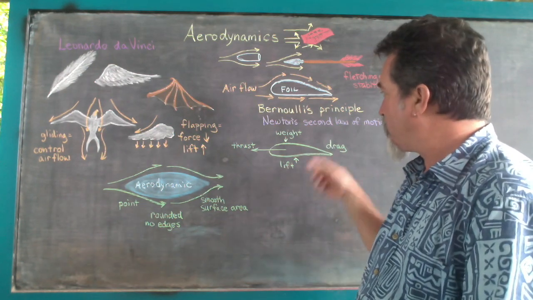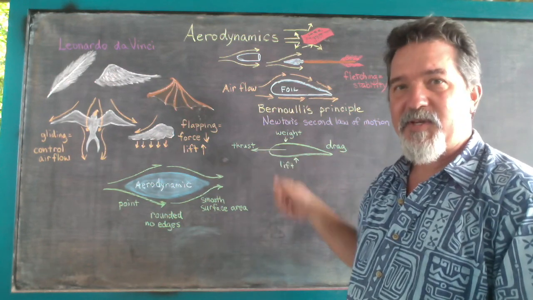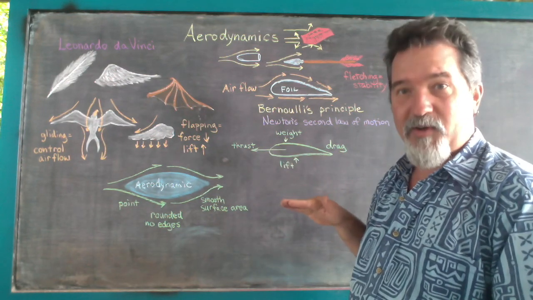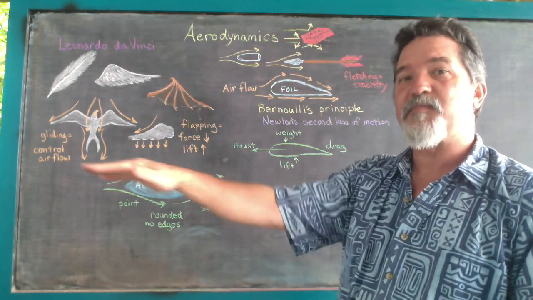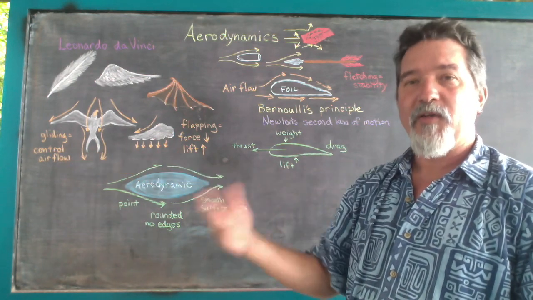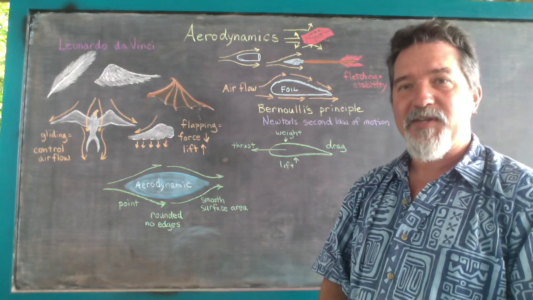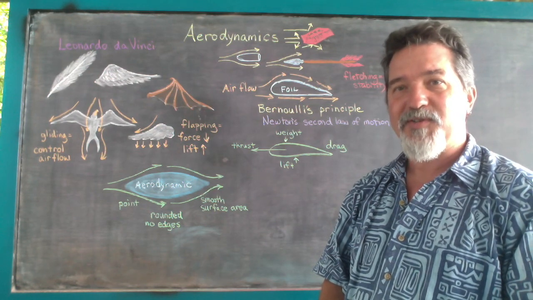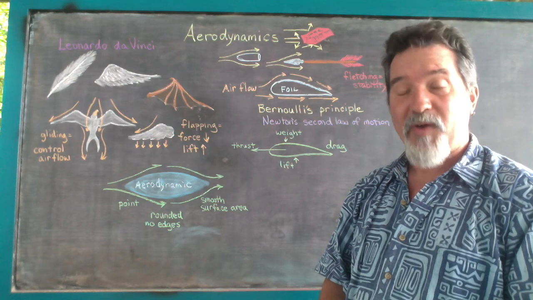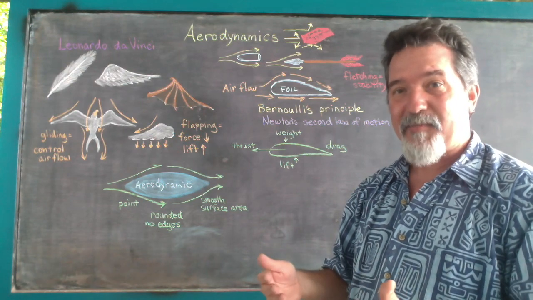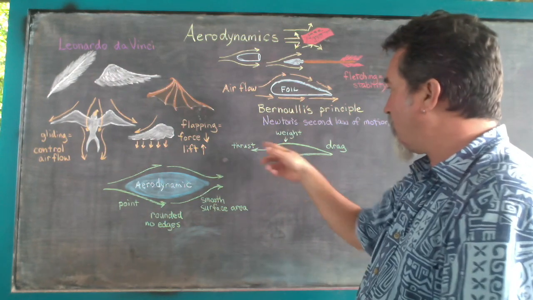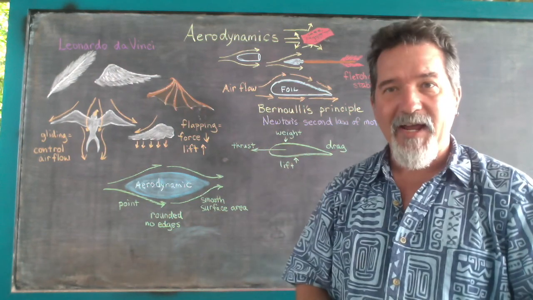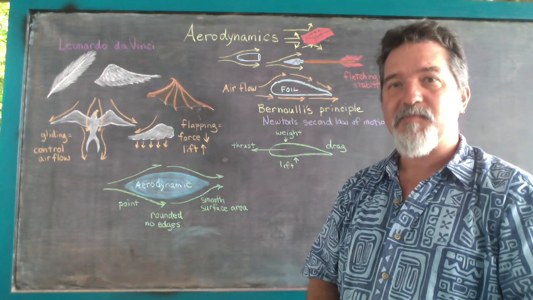We have thrust. In order for it to fly, there has to be some way that this wing or foil is moving forward. Well, tomorrow we'll talk about the different ways that aircraft are able to develop thrust. But in one way or another, there's got to be something that is impelling this thing forward. Now, the opposite of thrust is drag. And drag is caused by friction.